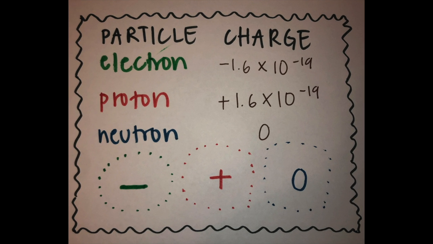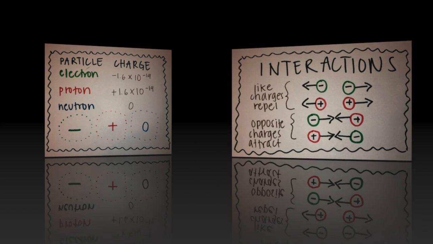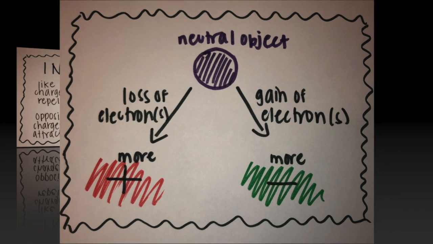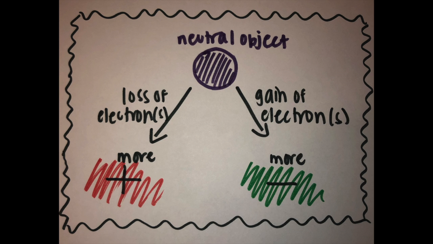Each of these particles has an electrical charge. Protons are positively charged, electrons are negatively charged, and neutrons have no net electric charge. Additionally, like-charged particles, for example 2 protons or 2 electrons, repel one another, while oppositely charged particles like an electron and a proton attract one another. When an object gains electrons, it becomes more negative, and when it loses electrons, it becomes more positive.